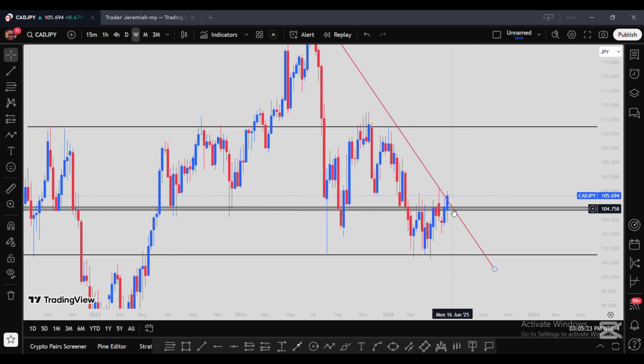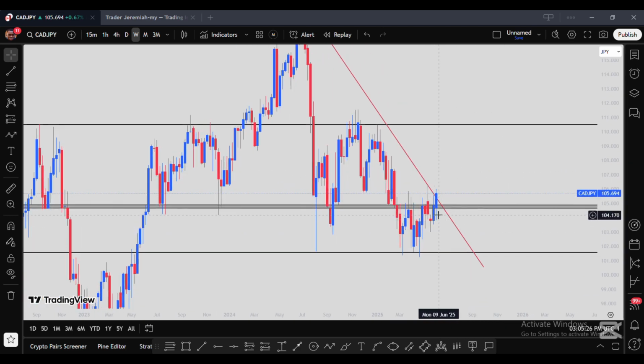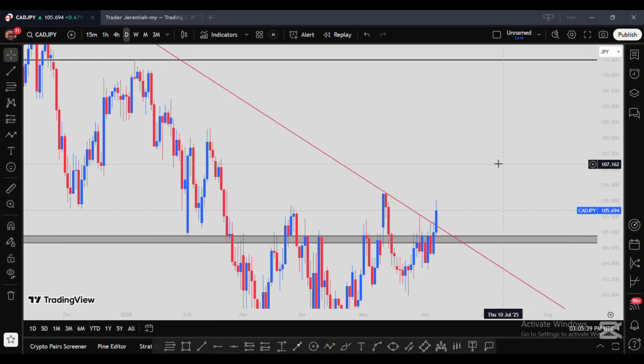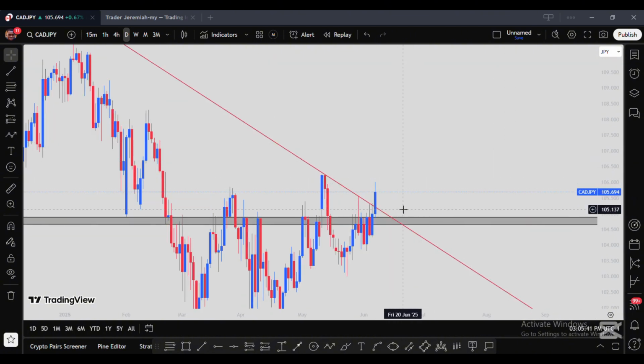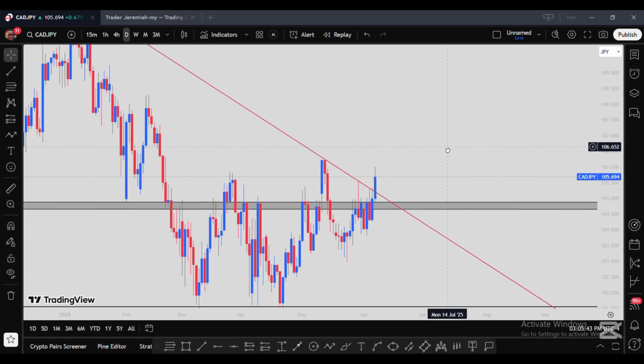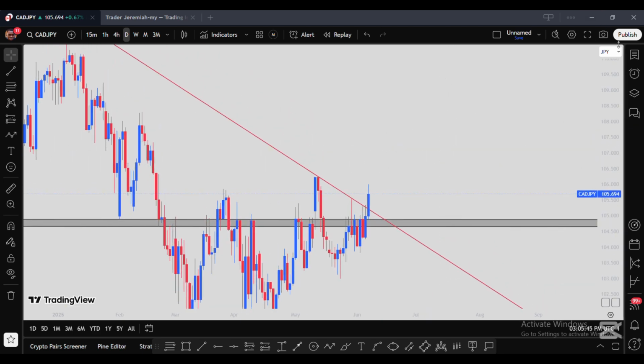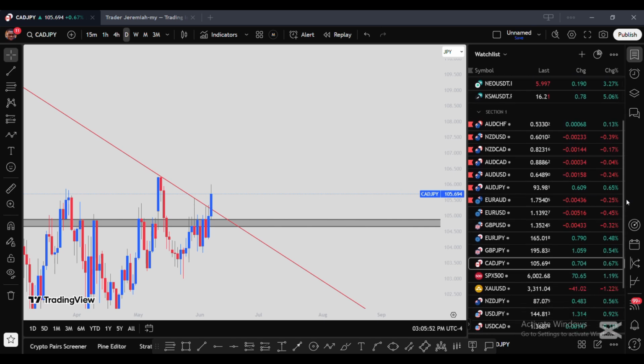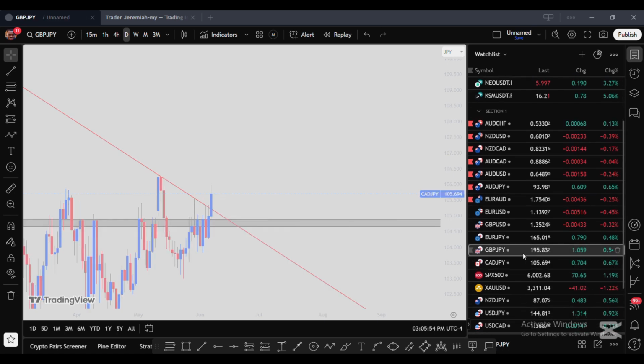So this shows a bullish momentum. This shows a bullish reaction at this key level, and also at this counter trend line here. Price has already cleared this zone, so I will just be looking for buying opportunity after we have a retest of this key level. So after price comes back down to retest this level, then I'll be looking for buying opportunity on CADJPY.